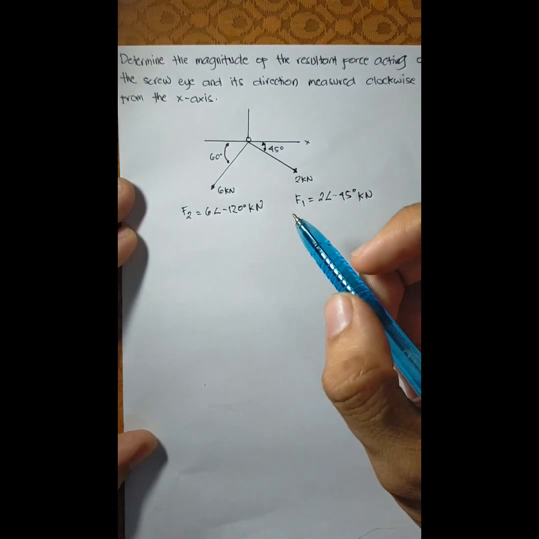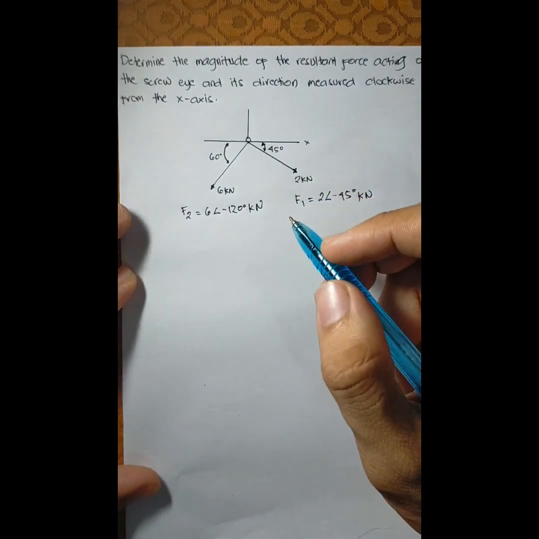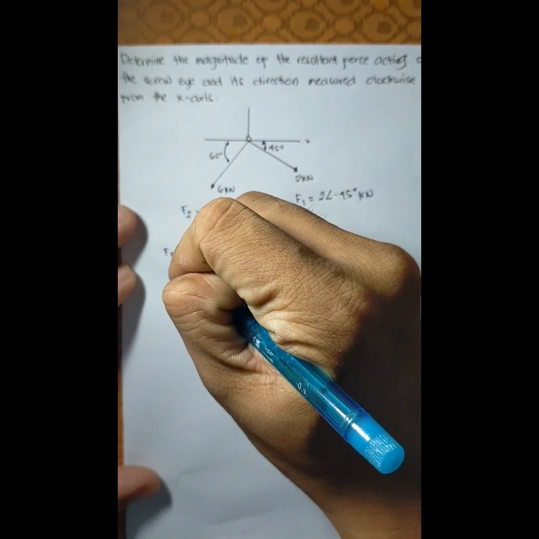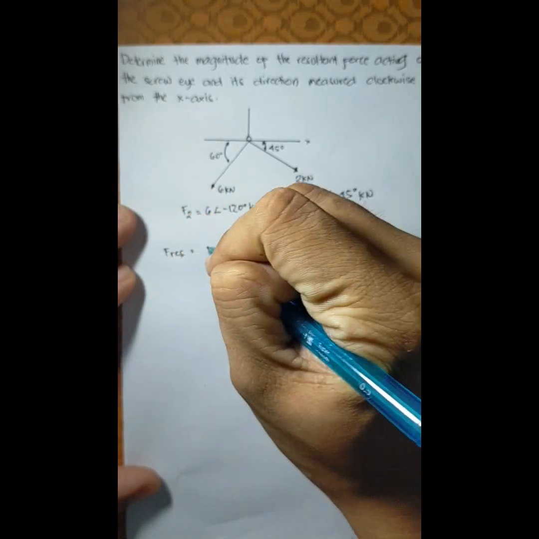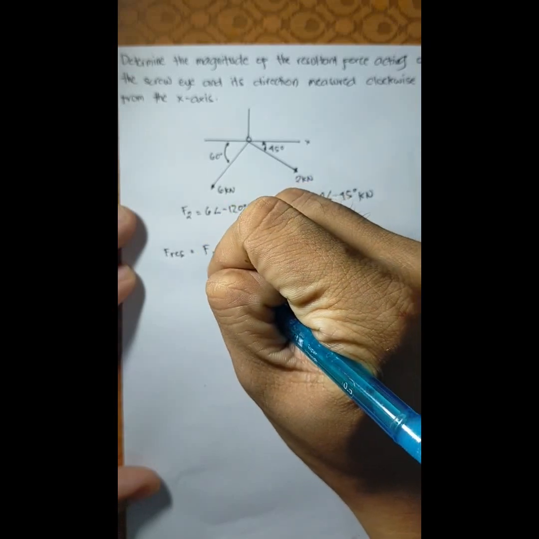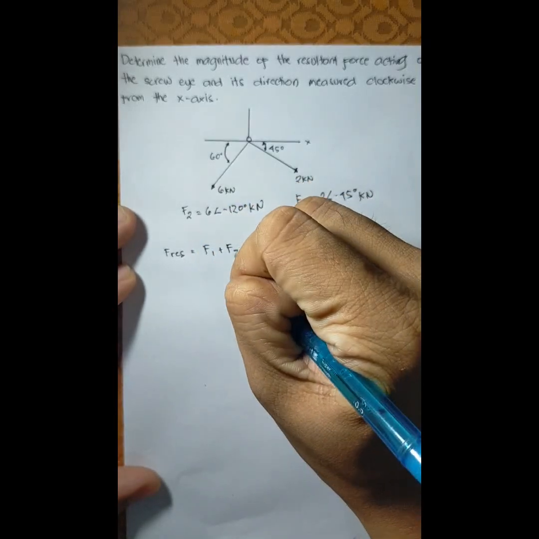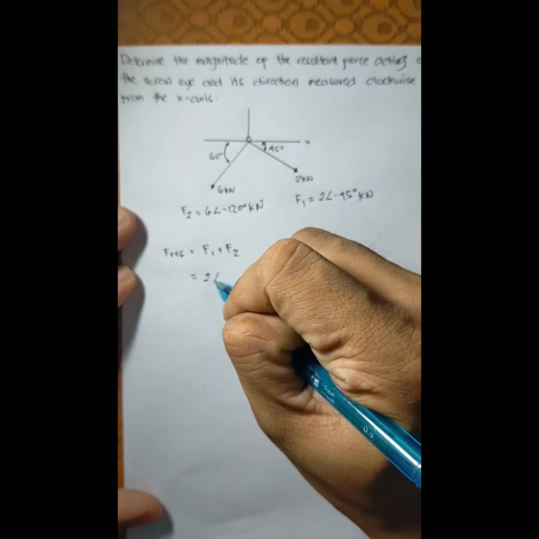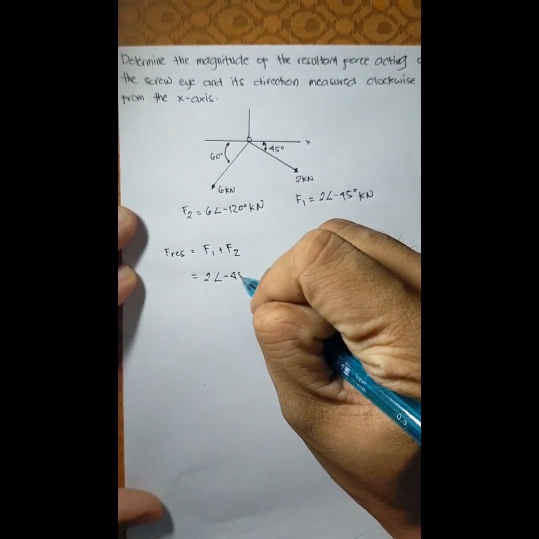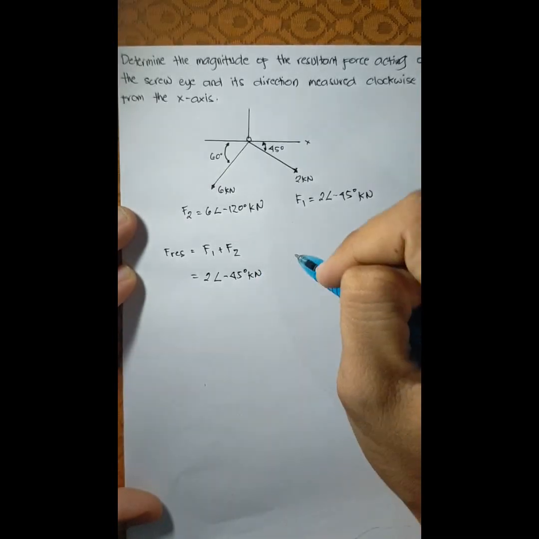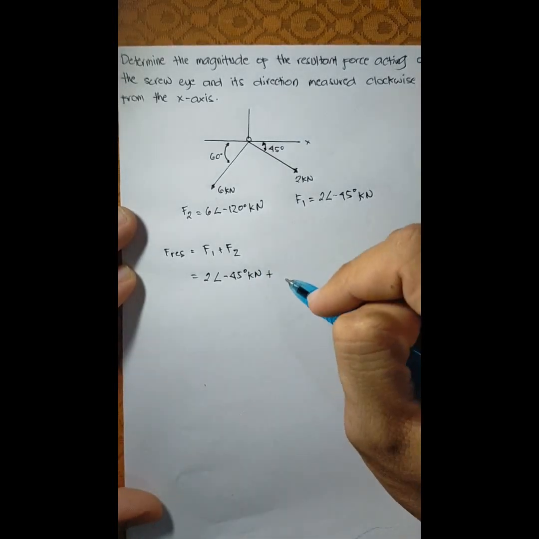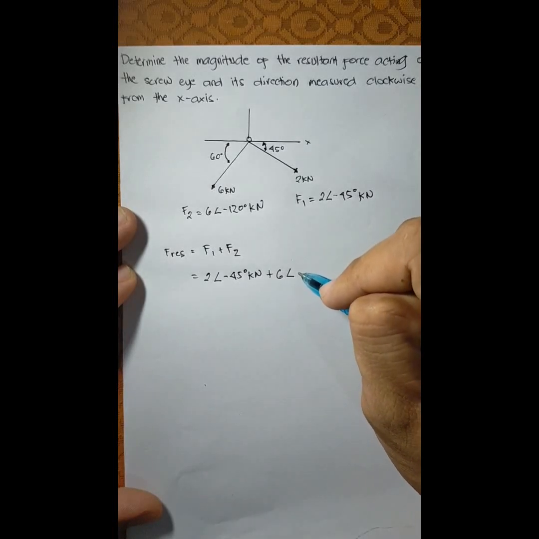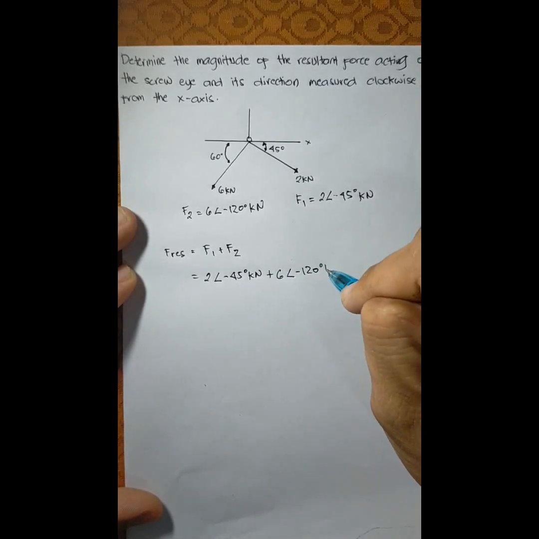For solving magnitude and its direction, we have a formula: the resultant force is equal to F1 plus F2. So we have 2 angle of negative 45 degrees kilonewton plus 6 angle of negative 120 degrees kilonewton.